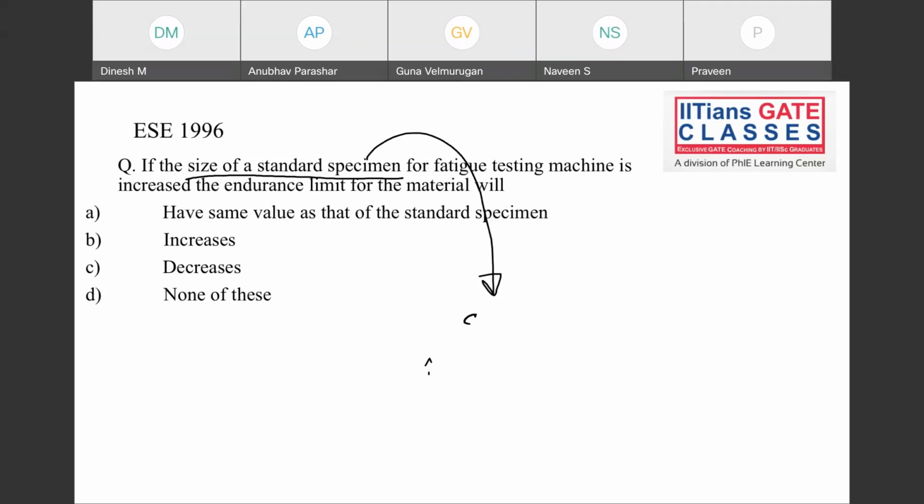If the size of the specimen increases, can I say the surface area will increase? Yes or no? Tell me. If the surface area increases, can I say surface defects will increase? More surface area means more surface defects, right?